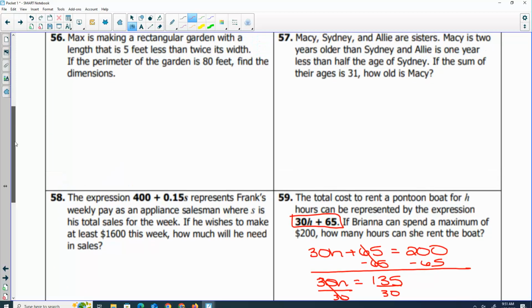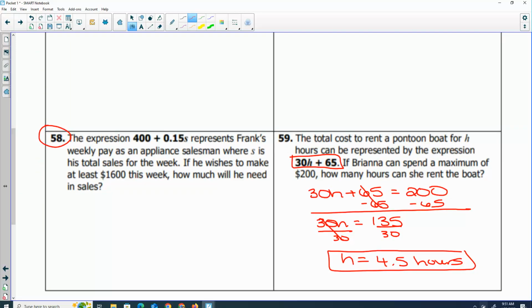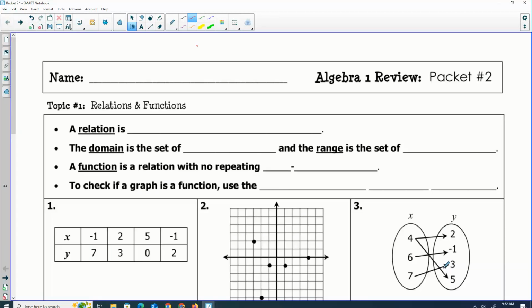All right, that is the end of what we are covering in packet 1. I want you guys to circle 56 and 58. Those are the last 2 questions you have to do out of this packet. So, just like the previous one, I'm going to skip around a little bit on this.